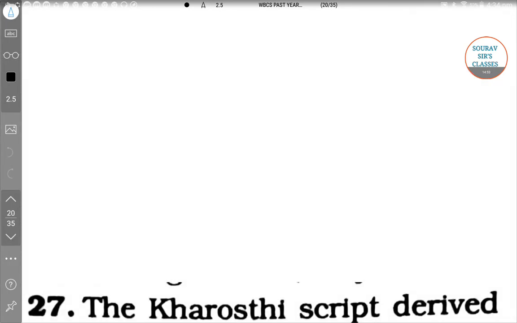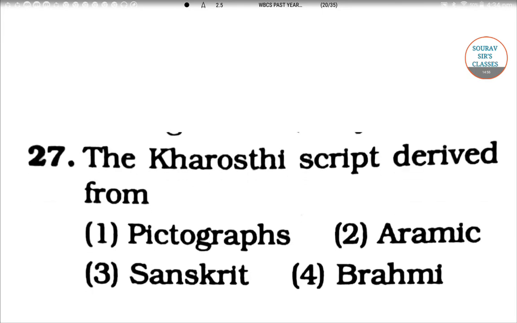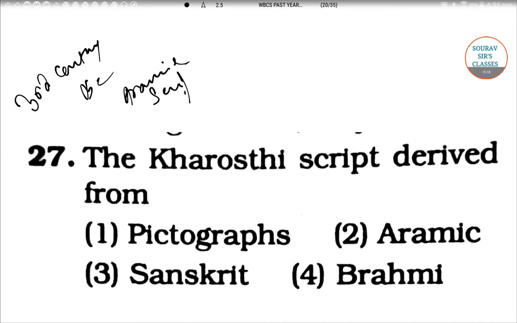The Kharosthi script derived from pictographs, Aramaic, Sanskrit or Brahmi. So Kharosthi, which was invented sometime during the 3rd century BC, is generally thought to be derived from the Aramaic script. Its direction from right to left as well as similarities with Aramaic letter forms supports this assumption. It was widely used in northwestern India and Central Asia until the 4th century AD.